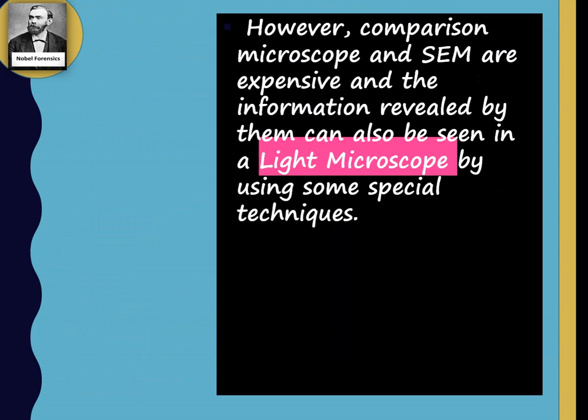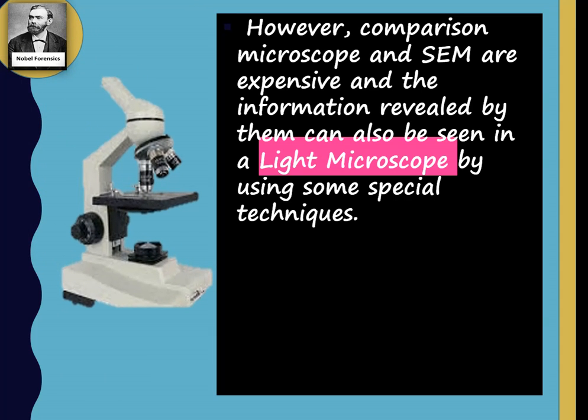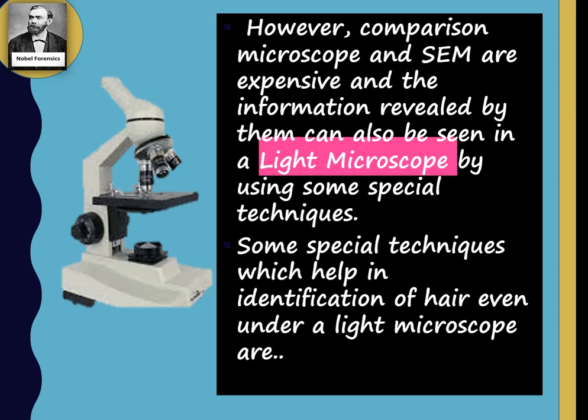And you all know that comparison microscope and scanning electron microscopes are so expensive. So we may not use them always, but the same information can be revealed by using light microscope, but with using some special techniques. See, this is the light microscope. Some special techniques are used to examine the hair sample under the light microscope for getting the same information like scanning electron microscope and comparison microscope.